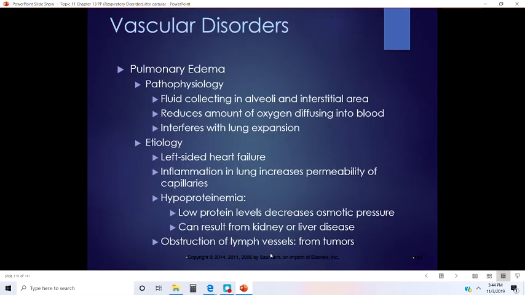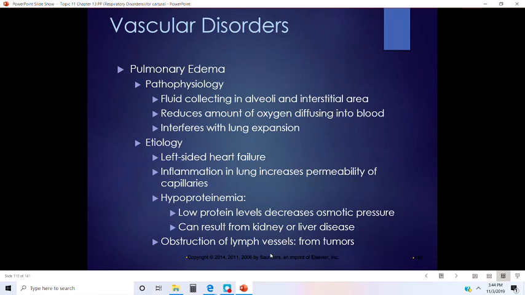Hypoproteinemia, right, low protein levels decrease osmotic pressure. Whenever we have low, especially albumin, that's going to allow the fluids to move out of the bloodstream into the tissues. And one of the tissues that it can move into is going to be the lung. Now, this can result from either kidney or liver disease, the liver especially, because that produces albumin.